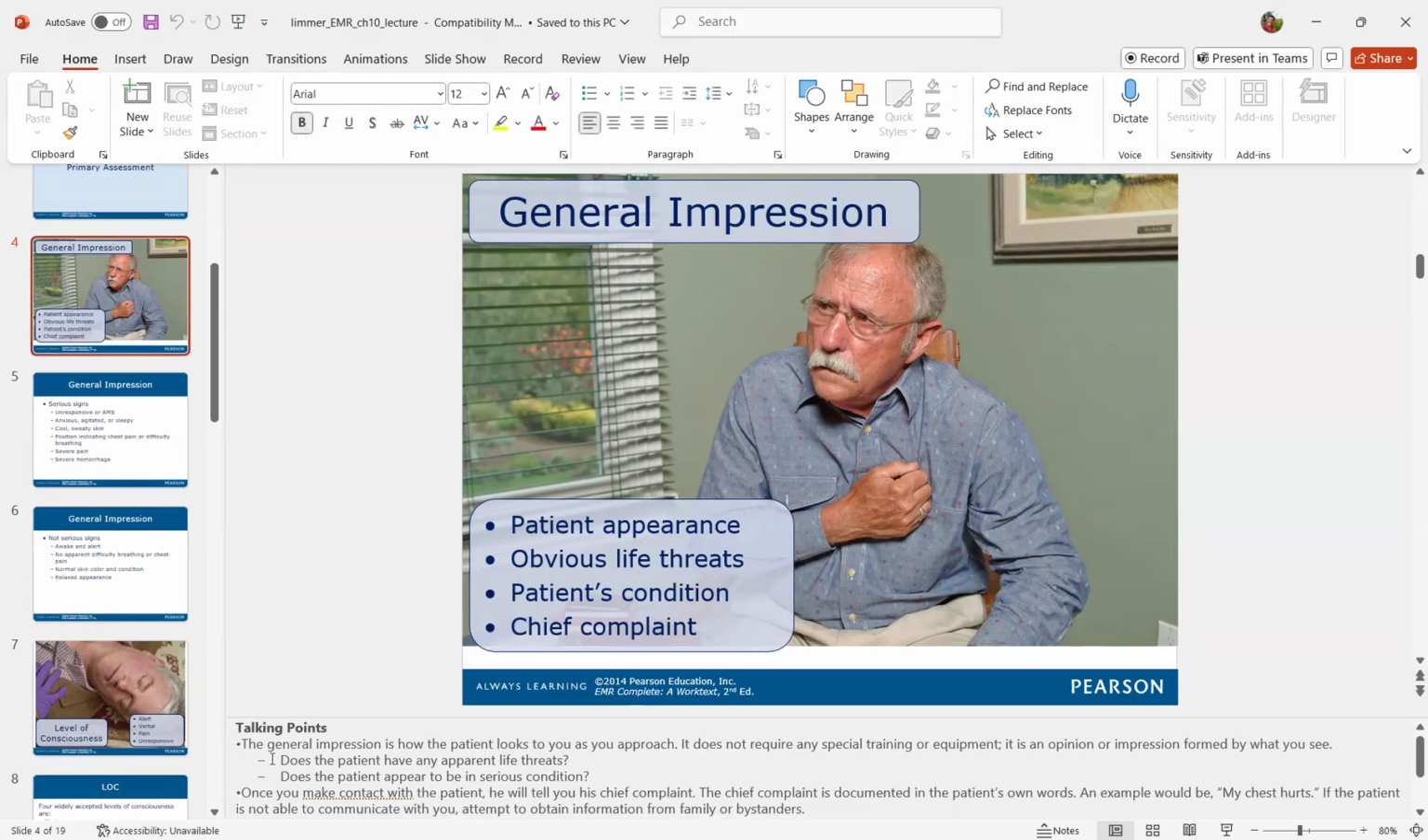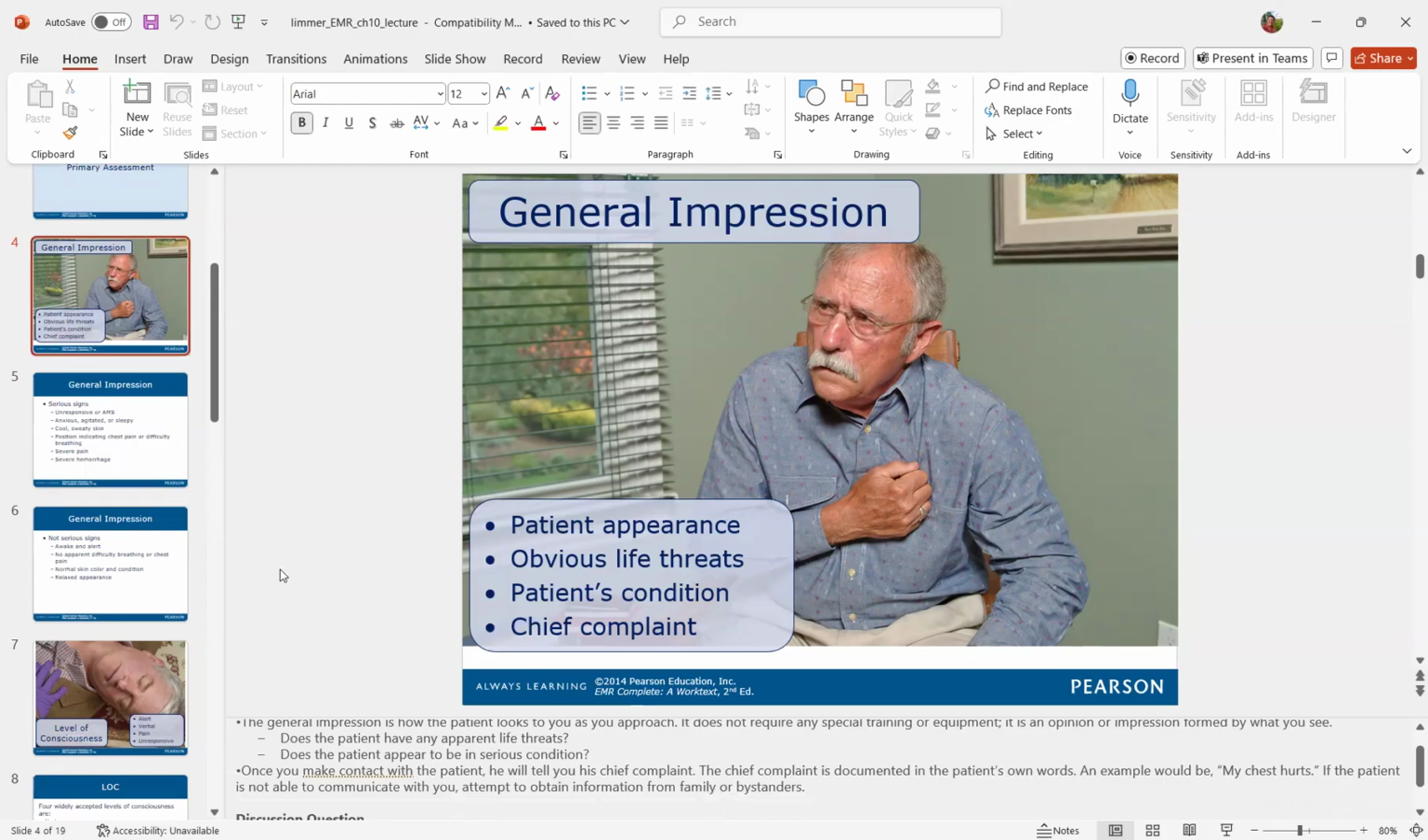Once we make contact with the patient, we can tell what's going on. Ask them, hey, my name's Alyssa, how's it going? Whatever they tell you is their chief complaint. The chief complaint is then documented in the patient's own words, like this guy, my chest hurts. If the patient is not able to communicate with you, attempt to obtain information from family and bystanders, but if they say my chest hurts, that's our chief complaint that they gave us. That's what it would be.